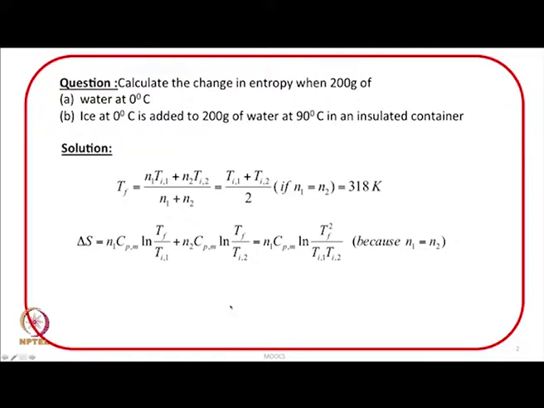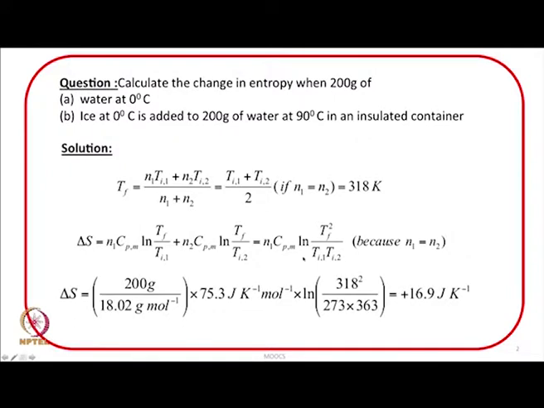So, now if I have the information on the number of moles, molar heat capacity and initial and final temperatures, I can easily calculate the value of delta S. The heat capacity of water is 75.3 joules per Kelvin per mole, and we know how to calculate the number of moles. It is weight divided by molecular weight.